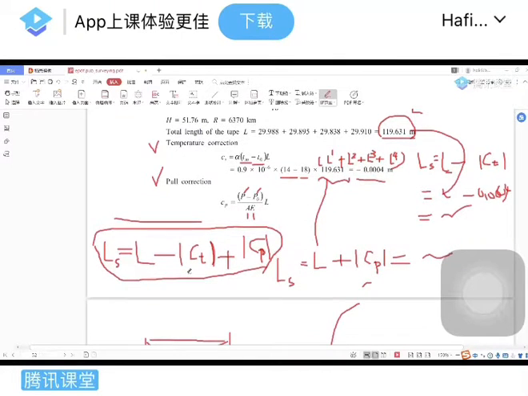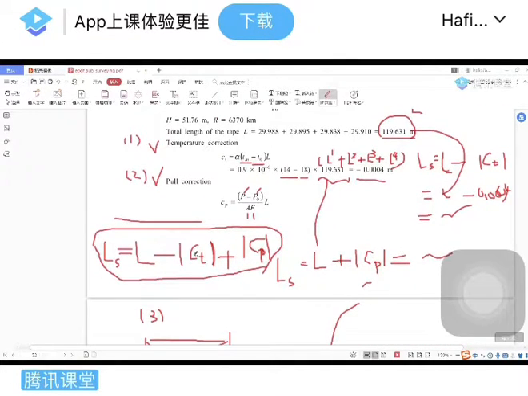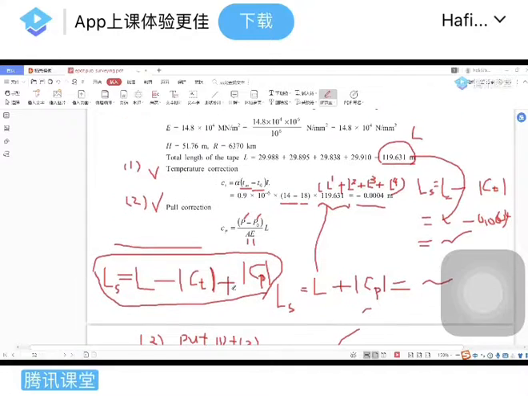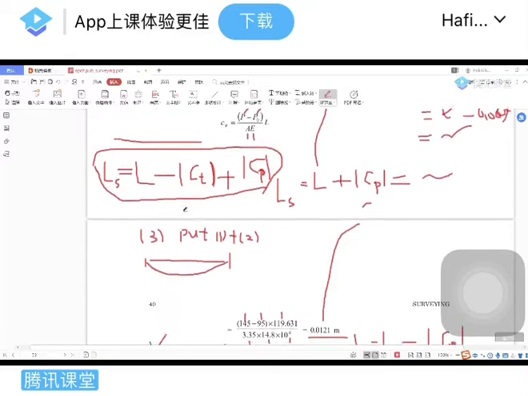This is the first question. The second question, I calculate the pull correction. And the third equation is to combine these two together, 1 and 2. It means you consider both of them, and then give me the length of LOS. Consider both factors, put them together and see what happens. And so this is the equation.